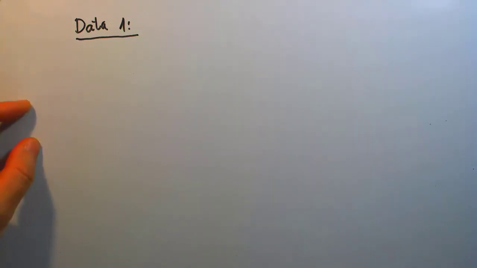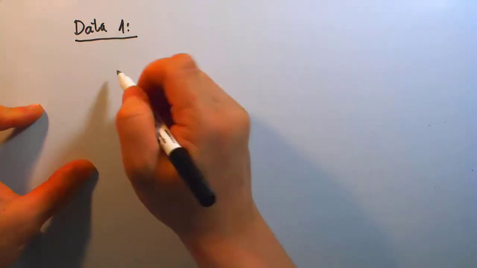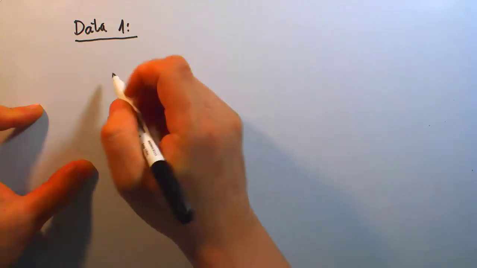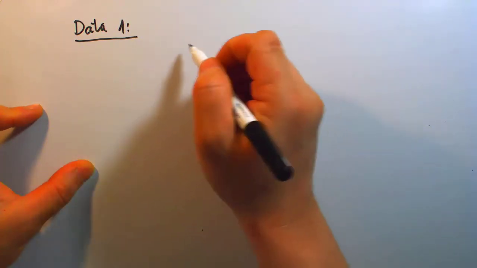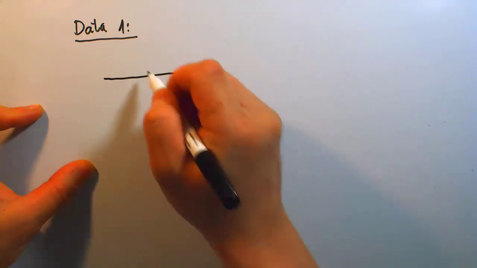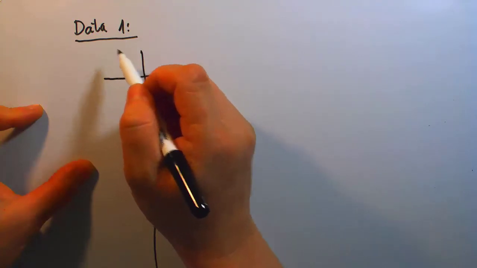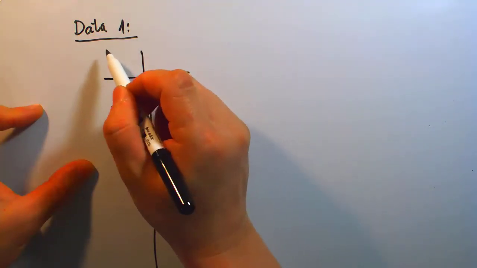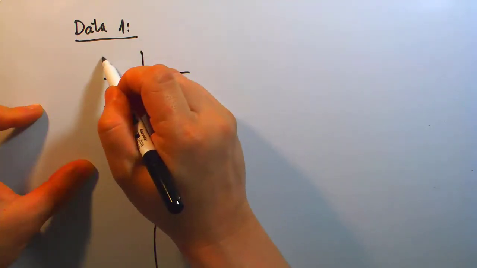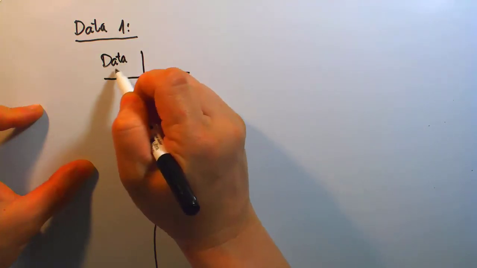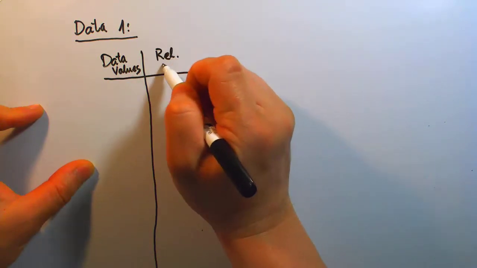So data 1, when we were learning about relative frequencies, we already put data 1 into a table. Allow me to switch the format of the table a little bit before I reconstruct it. I'm going to put data 1 in terms of two vertical columns. Here I'm going to call that the data values, and here we're only going to look at relative frequency.